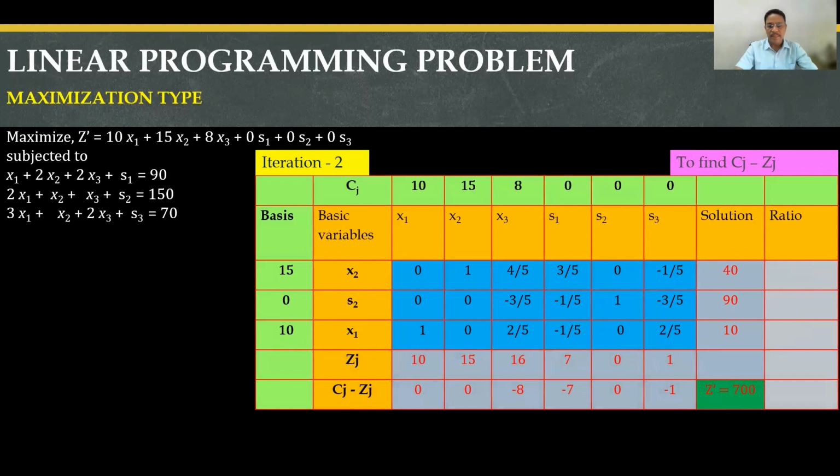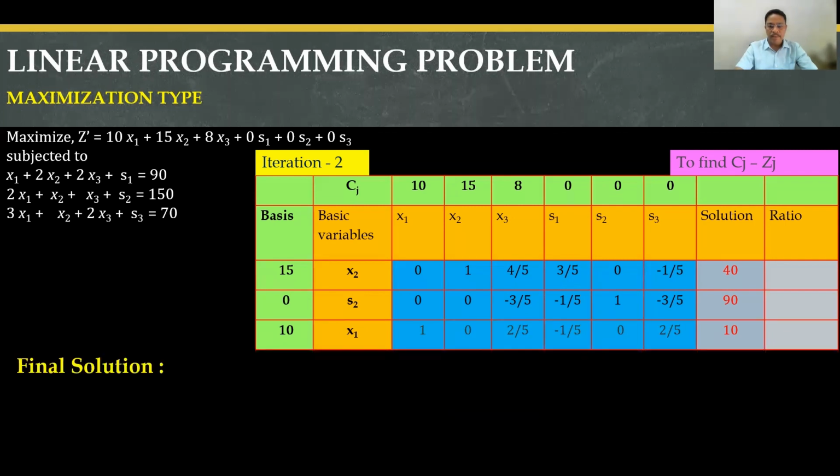After finding the Cj minus Zj value, we notice that there is no positive value under Cj minus Zj, and since this is a maximization problem and we need a positive entry under Cj minus Zj for that variable to enter the solution, the iteration stops and the final solution is x1 equal to 10, x2 equal to 40 here, and s2 is equal to 90. And after putting this value of x1 and x2 as 10 and 40 respectively in the objective function, we get z dash equal to 700.